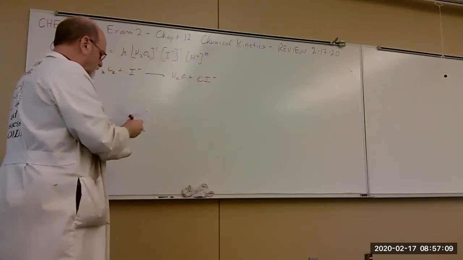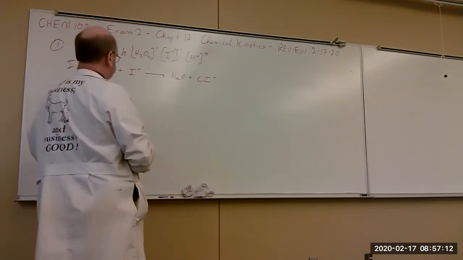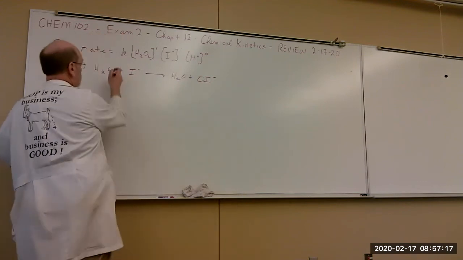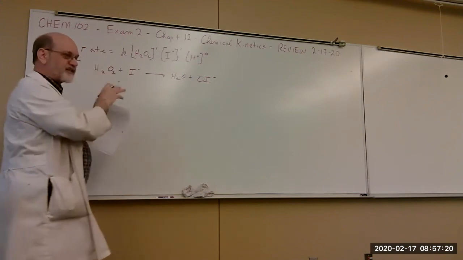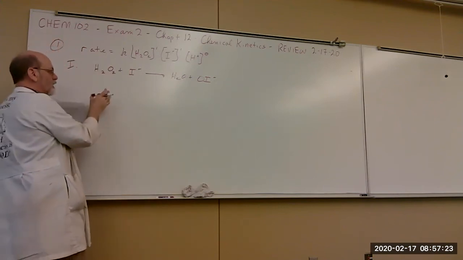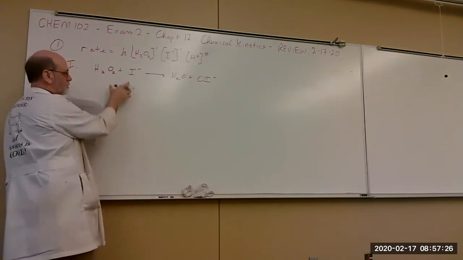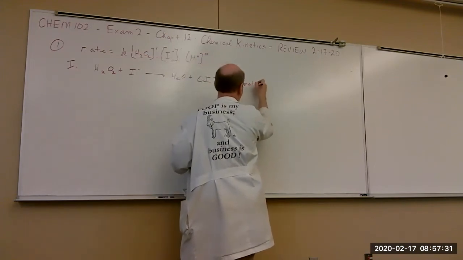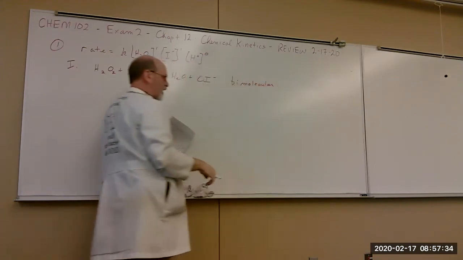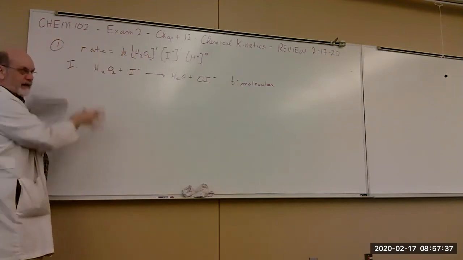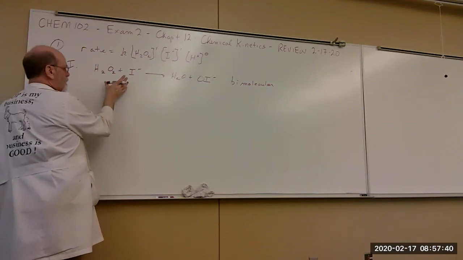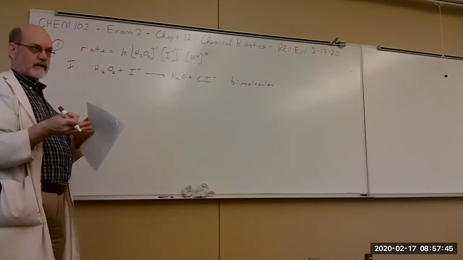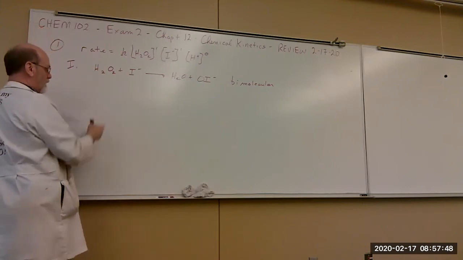okay, what type of reaction is that? Well, since this is a mechanism step, all you have to do is look at the reactants. How many reactants are there? There are 2. That means this step is bimolecular. In an elementary step, in a mechanism, you look at the number of reactants, and that determines whether it's unimolecular, bimolecular, or termolecular. This is a bimolecular step.